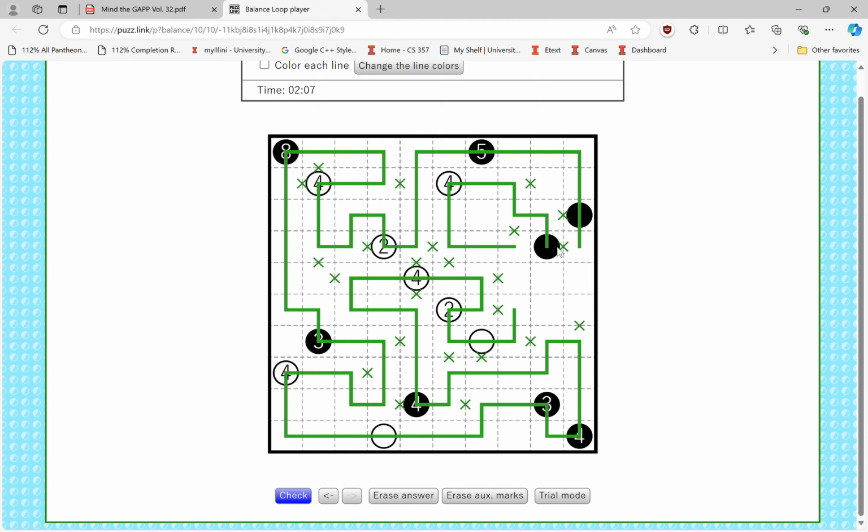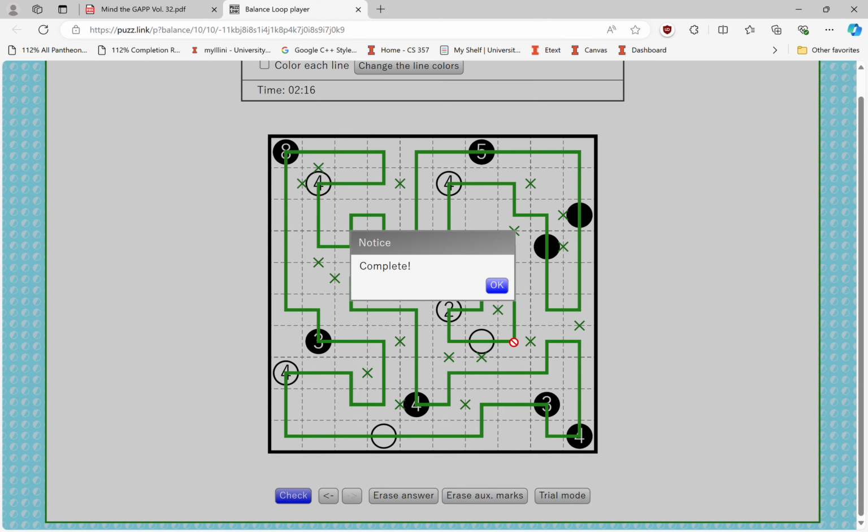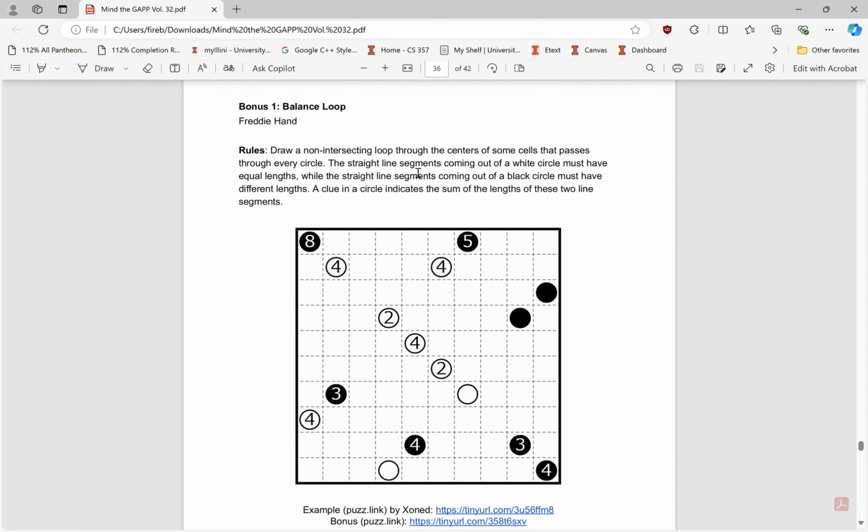Let's see, this one can't go like here, because then there would be 2 one-length lines coming out of the black circle. I have a 2-length up here, so this one has to be 3. And that's just it. Okay.